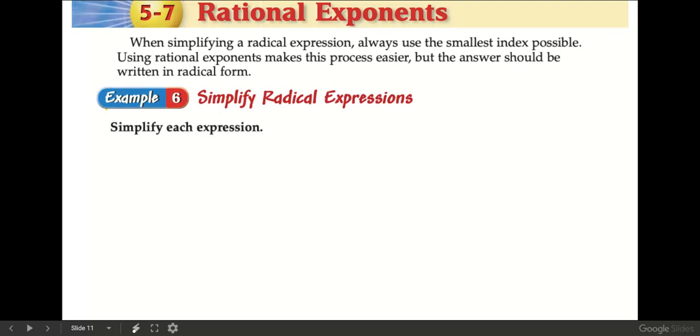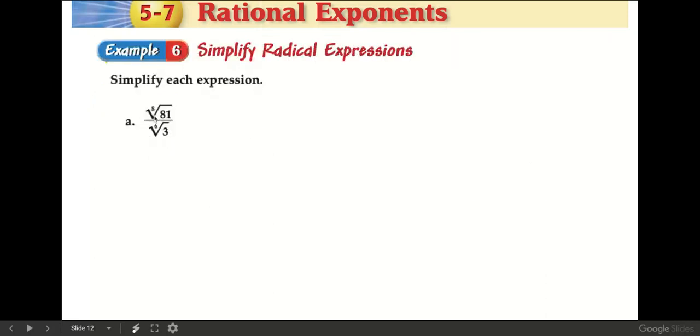Example number 6 wants us to simplify radical expressions. Right now they're asking us to simplify these 3 radical expressions. Let's look at just A at first. I have the 8th root of 81 over the 6th root of 3. First thing I'm going to do is rewrite these radicals as rational exponents. The 8th root of 81 is equal to 81 to the 1/8 power. The 6th root of 3 is equivalent to 3 to the 1/6 power. So now I've been able to write them with fractional exponents, and I can go ahead and simplify.